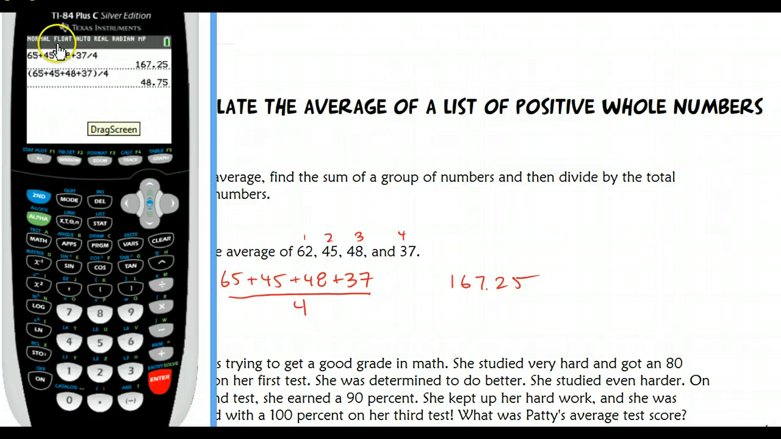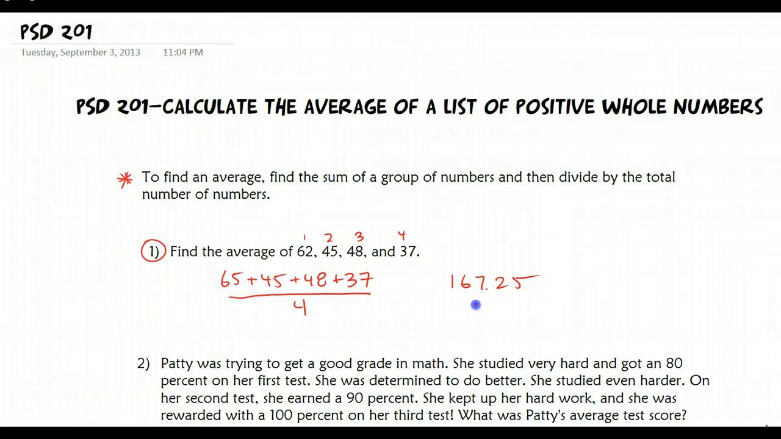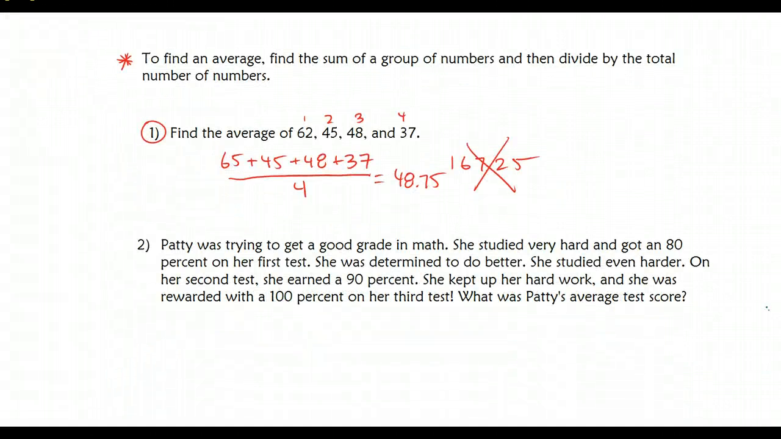So you want to make sure you're entering this correctly every time. Make sure you find the entire sum first, then hit the divide key, or put the parentheses around your sum in the first place. Okay, so back to here, this is the incorrect answer. Our total here for the average was 48.75.